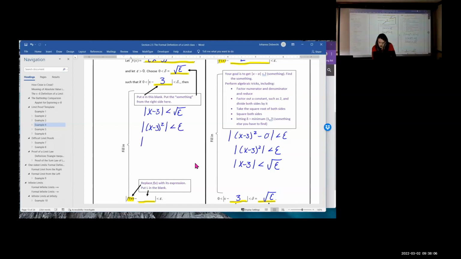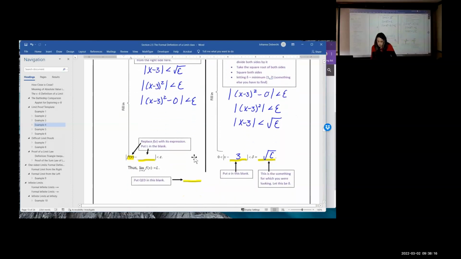And then we're going to rewrite it with the 0, which is the limiting value. And then the last thing we do is we write the limit again. Thus, the limit as x approaches 3 of x minus 3 quantity squared is equal to 0. And then we put the finishing acronym on it, QED, quod erat demonstrandum. Latin, for quite enough has been demonstrated. Okay.